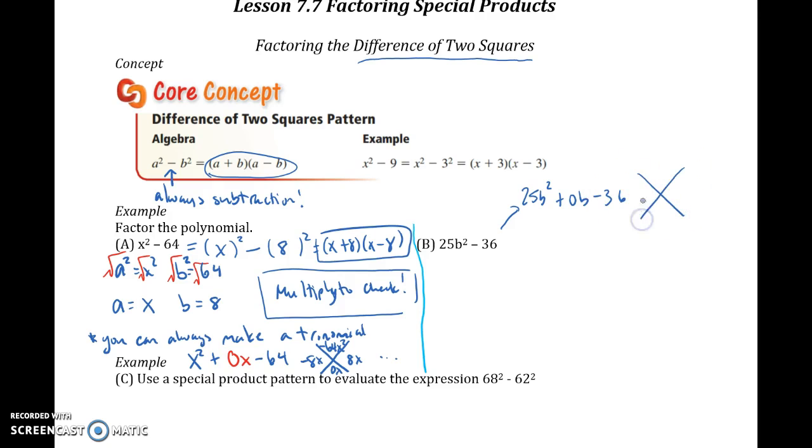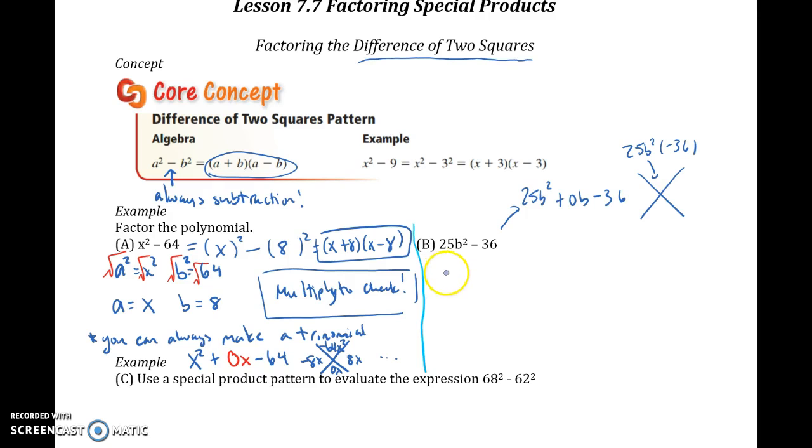And then you'd have to go back and think, oh gosh, what is 25b squared times negative 36? And do some large digit multiplication, which some of us may not want to do. If you want to, more power to you, go for it. And you can always guess and check and make that puzzle work.